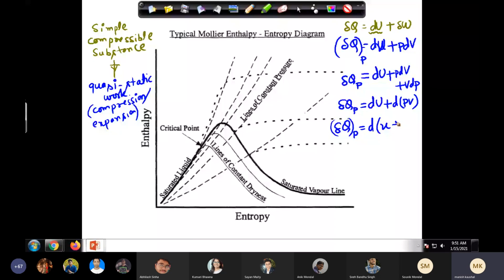So what do we see? What is the beauty here? You try to see that we know that heat is a path function. We know it.